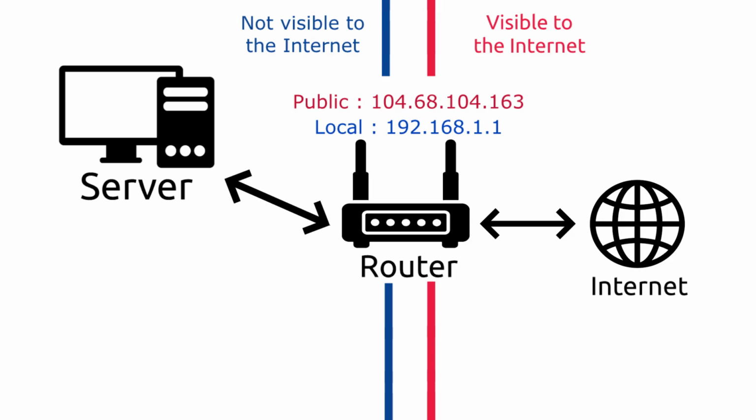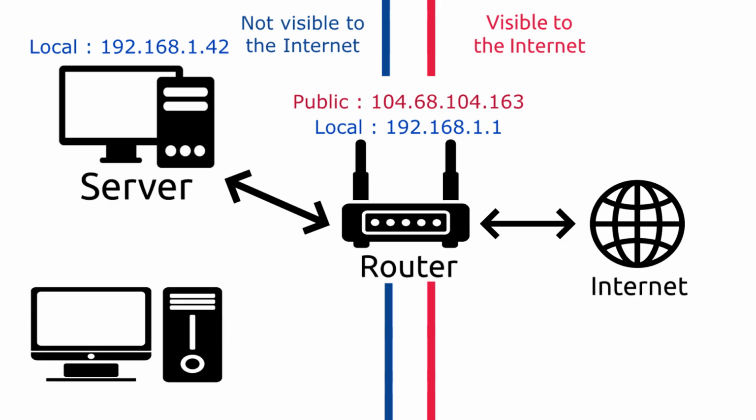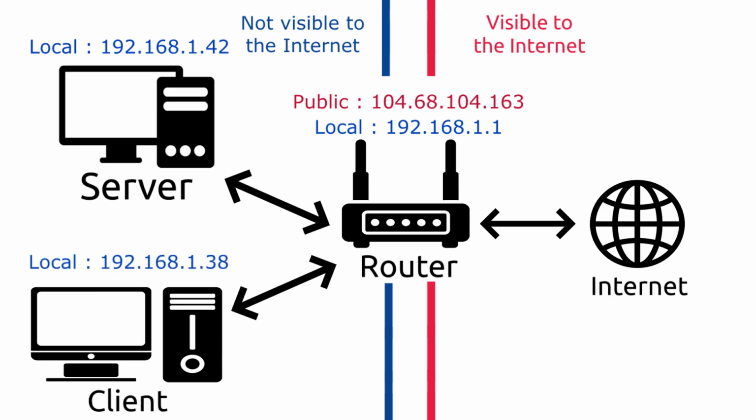Now let's get back to the old PC, which will host our server. It will have a unique local IP address that identifies it within our local network. Let's say you also have another device, like another PC that you want to connect to the server with, for example in a local server situation. This device will be called a client. It will also have a unique local IP address that identifies it within our local network.